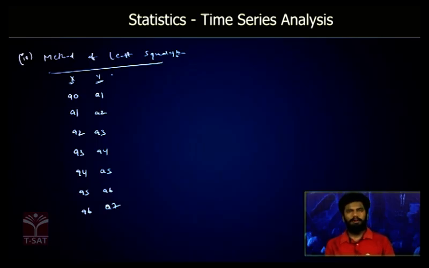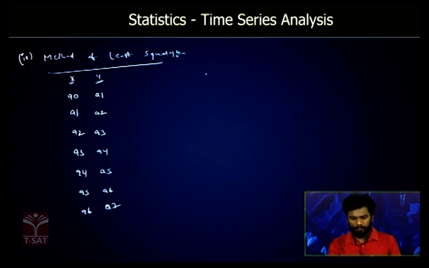In regression, how did we fit a line? We fitted a line using the points, using the principle of least squares method by using the normal equations. The same method applies here. The same procedure we have to do here. So we have two data sets, an x variable and a y variable. So using these two variables we have to fit a line.